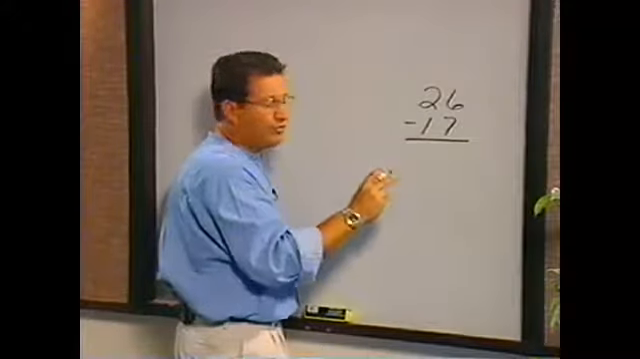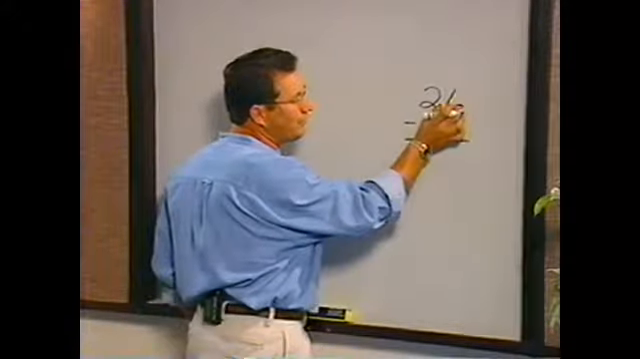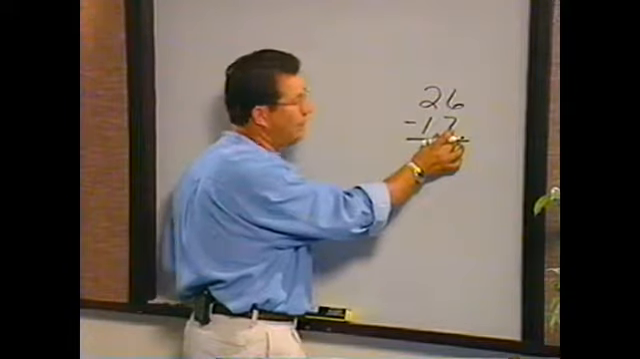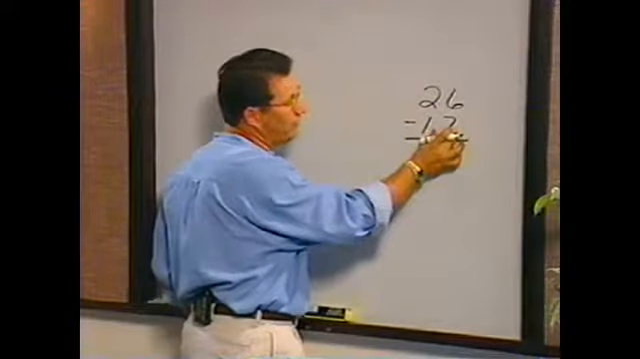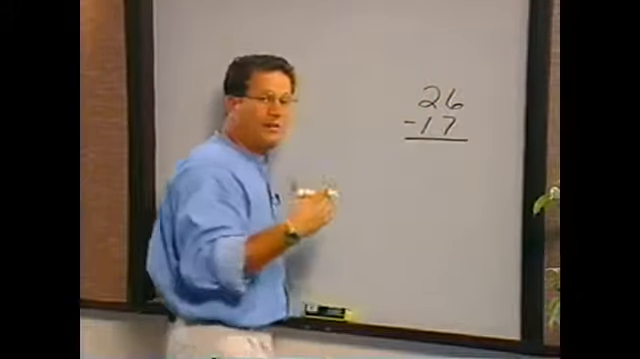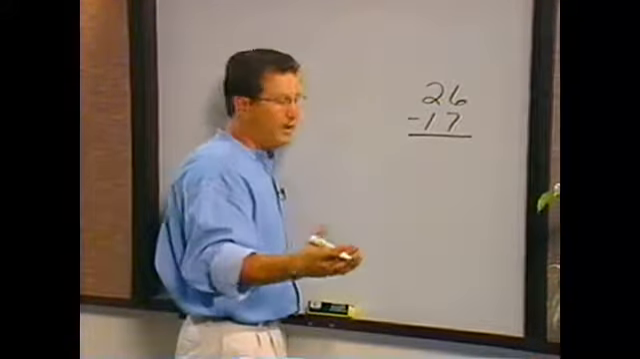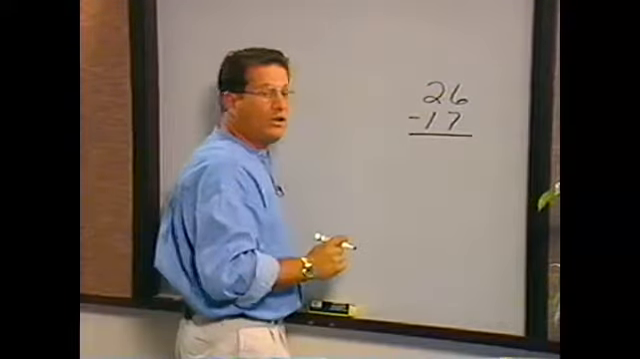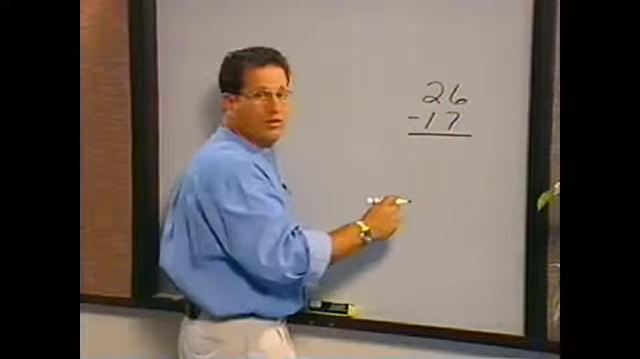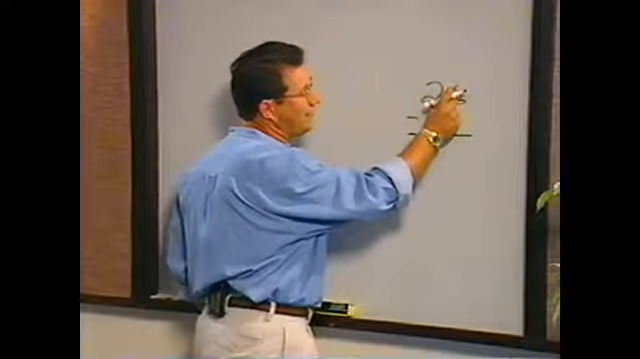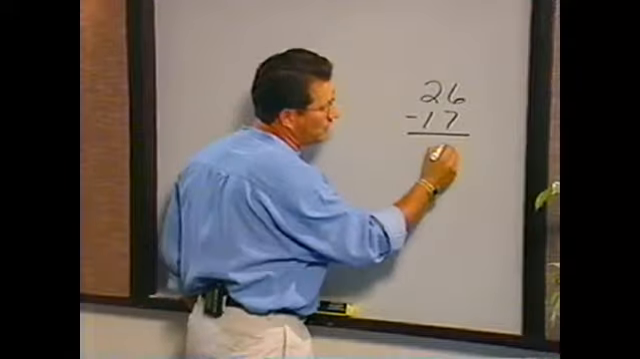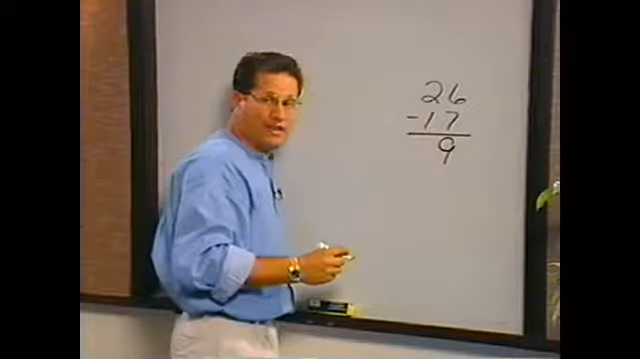Now, here's where it gets tricky. As soon as you see that this number is smaller than this number, whenever the smaller number is on top, that means you have to borrow normally. But what you're going to do is just say, okay, well, I've got a 10 from here, right? So add it to this. Instead of having a 6, you've got 16 minus 7. What's 16 minus 7? You should get 9, and that's the answer.